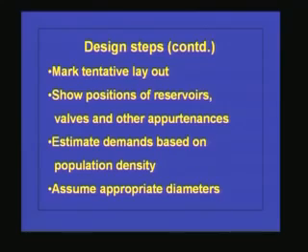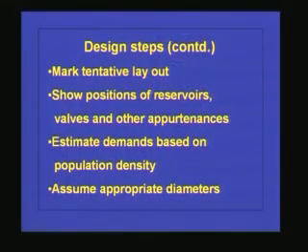Okay. Then the next thing is you make a tentative layout, mark a tentative layout of the pipeline. Then after marking the tentative layout of the pipeline, depending upon to which area you want to supply the water, you show the positions of the reservoirs, valves and other appurtenances. From the maps and the way the pipelines are laid and the areas to which these pipelines are supplying the water, go to those areas, conduct the population survey or the census survey, or from the census data you will be able to get what is the population that is being served by each pipeline.